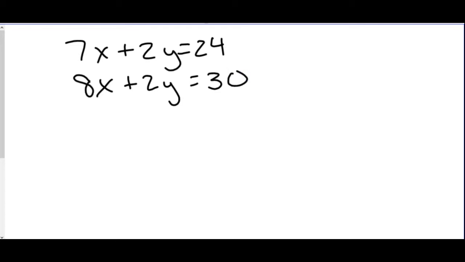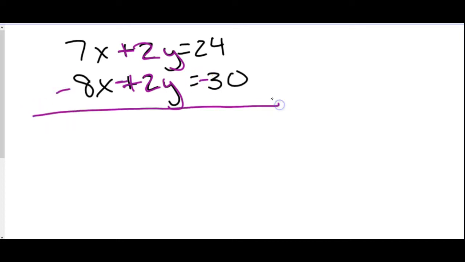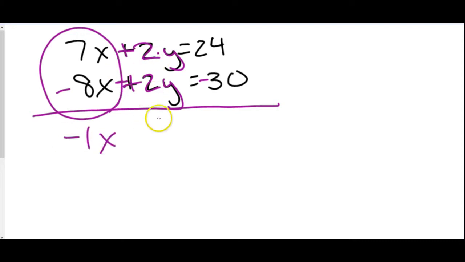So again, we're looking for the ones that match. We can see that we have positive 2y. So again, we want this to become 0. If I did positive 2 plus 2, that would give me 4y. That's not what we want. We want 0, so we're going to have to minus that, which means we have to minus every single thing from its top piece. 7x minus 8x is -1x. 2 minus 2 is 0, so it goes away. 24 minus 30 is -6.